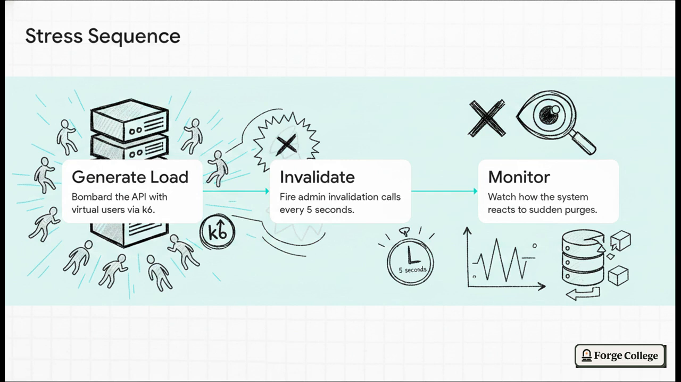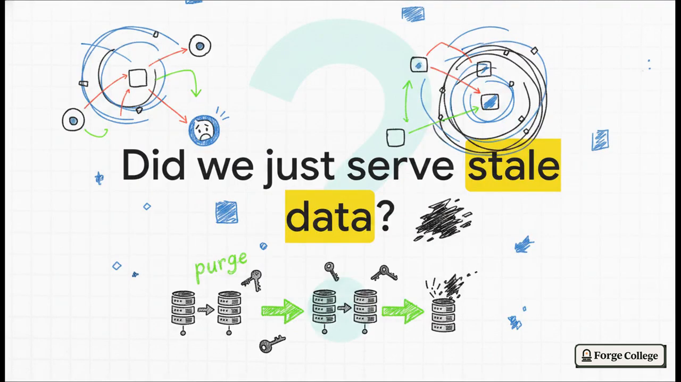And then, we monitor the monitors. We watch incredibly carefully to see exactly how the system reacts to those sudden data purges. During all this manufactured chaos, there is one terrifying yet wildly important question you have to ask yourself. Did we just serve stale data? I mean, really think about the gravity of that for a second. Did our invalidation events actually purge the right keys across all our distributed nodes?